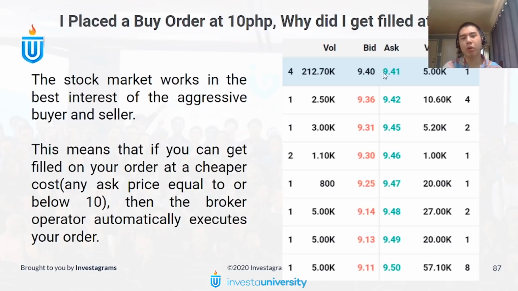Unlike if nilagay mo 9.41 na order, mabilis gumalaw yung stock. By the time na enter mo na, wala na, naiwan ka na, yung presyo, mas mataas na.